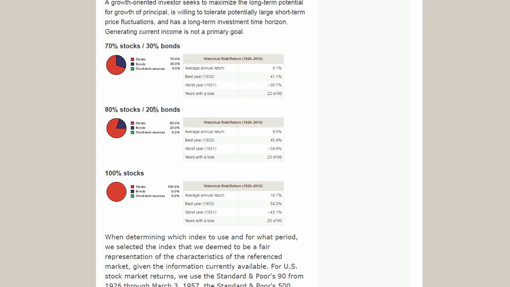And you can see, at 70-30 now I'm at a 9.1, and then go to 9.5. At least historically, this is not necessarily what's going to happen the next year or two, but historically, and you can see these best and worst years with that. And then years with a loss, 22 and 23. So that means out of 90 years, 22 of those times I'm going to have a loss, even with those mixes, or 23 times, and I'm able to get better performance.